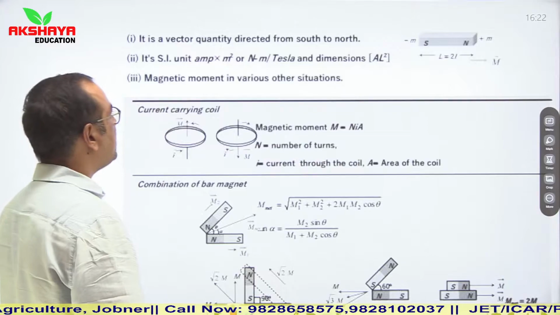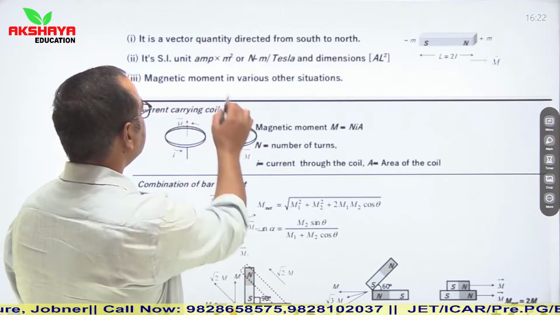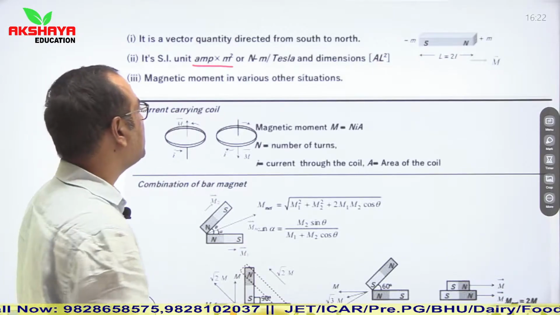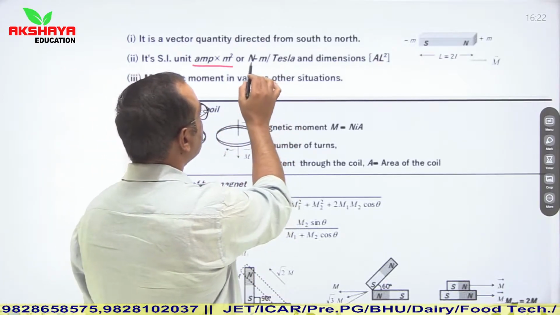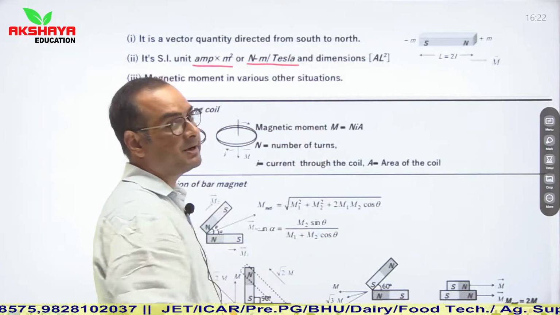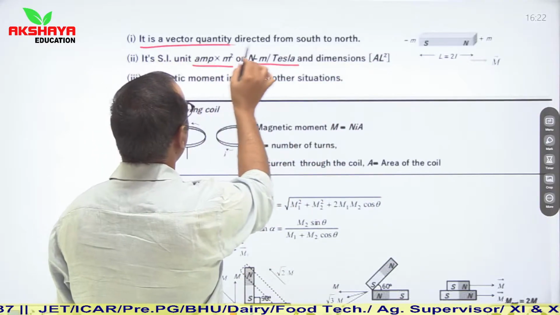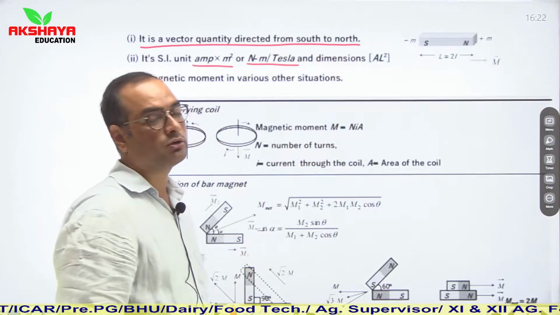Generally this effective length is taken as 2L, sometimes it can be taken as Le, effective length. So it is the multiplication of m and effective length between the poles. Its SI unit is ampere into meter square, or we can say Newton meter upon Tesla, and its dimension is AL square.